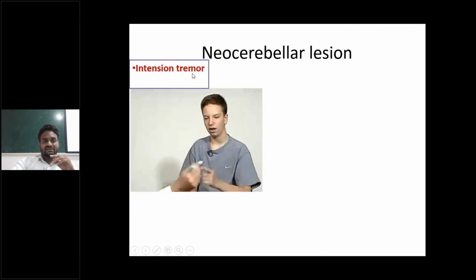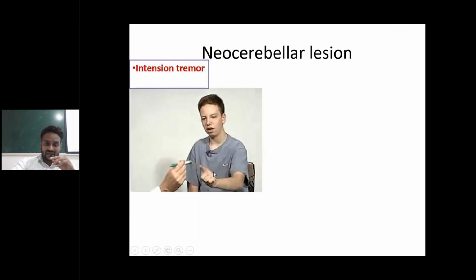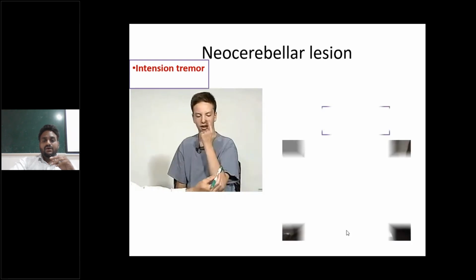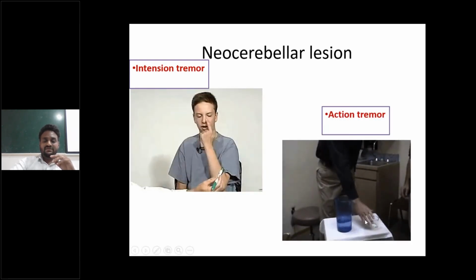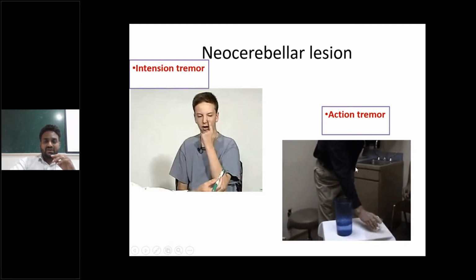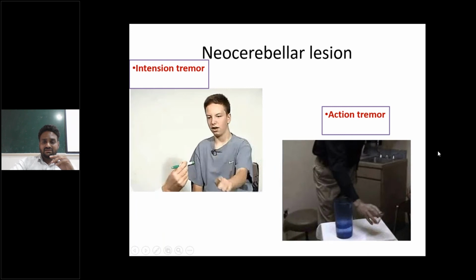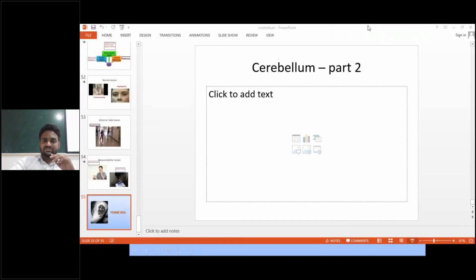In the neocerebellar lesion: intention tremor, unable to point to the target properly, and unable to hold objects, meaning shaking hands during the action. That is called action tremor. So this is about the cerebellum. I briefly explained in detail about the cerebellum.